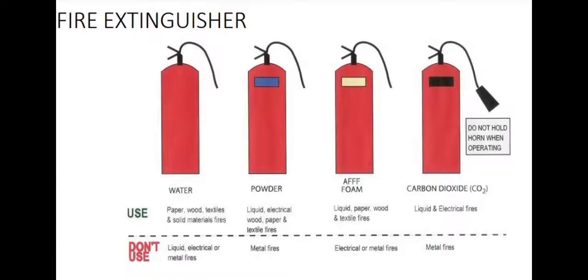Examples of fire extinguishers are water, powder, air foam, and carbon dioxide. Water is used for paper, wood, textiles, and solid material fires, and is not used for liquid, electrical, or metal fires. Secondly, powder is used for liquid, electrical, wood, paper, and textile fires, but not for metal fires. Meanwhile, air foam is used for liquid, paper, wood, and textile fires, but not for electrical or metal fires. Last but not least, carbon dioxide is used for liquid and electrical fires, but not for metal fires.